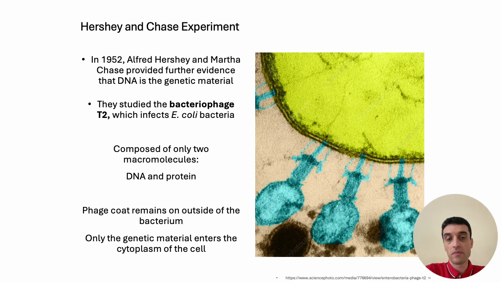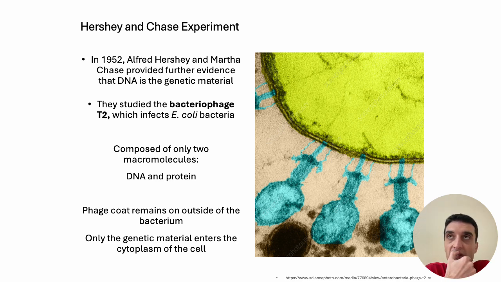Then in the 1950s, something like 10 years later, Hershey and Chase also provided more evidence that DNA is the genetic material responsible for transmitting information to make an organism be itself. So they were again working with bacteria. This time they were working with E. coli, Escherichia coli. There is a group of viruses that parasitize bacteria called bacteriophages, or just phages.